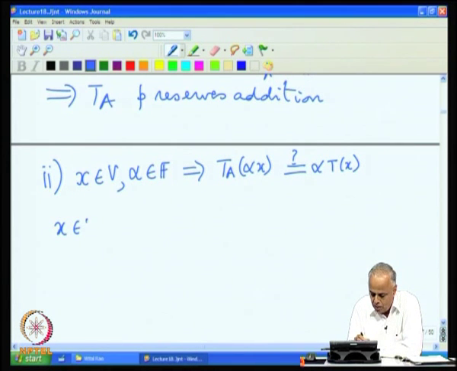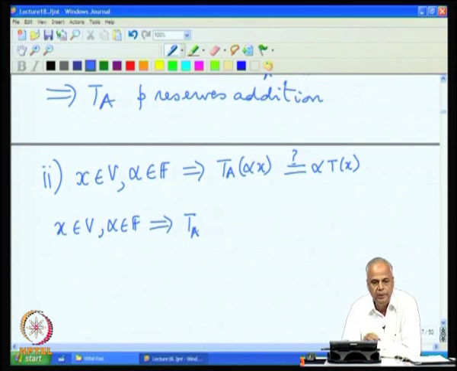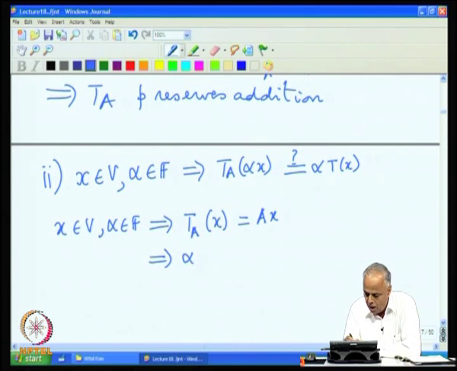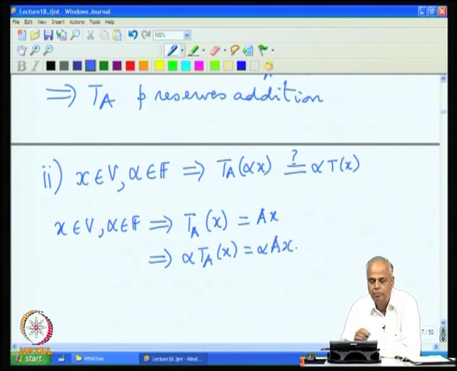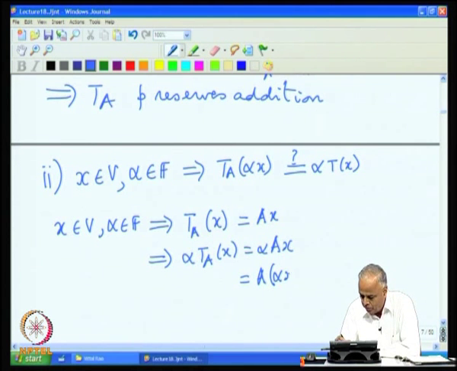Now, we have x belonging to V, alpha belongs to F. Since x belongs to V, by our definition of the transformation, TAx will be equal to Ax, which means alpha TAx will be equal to alpha times Ax. On the right hand side, we have the matrix A, the vector x, and the scalar alpha. In matrix multiplication, the scalars can be moved in and out of the multiplication. So, this will be the same as A of alpha x.